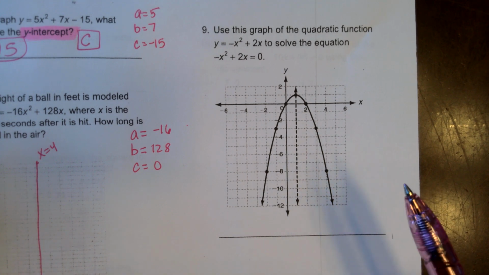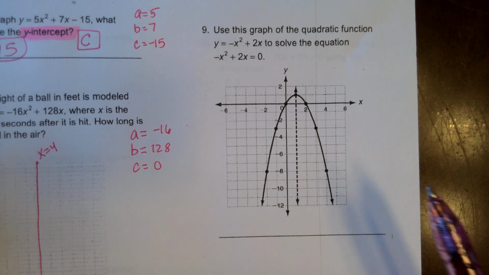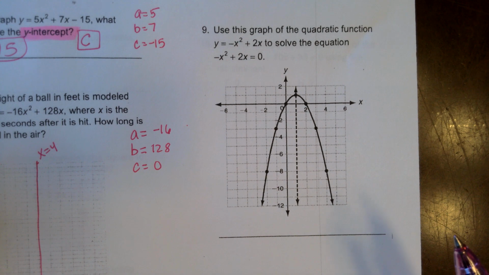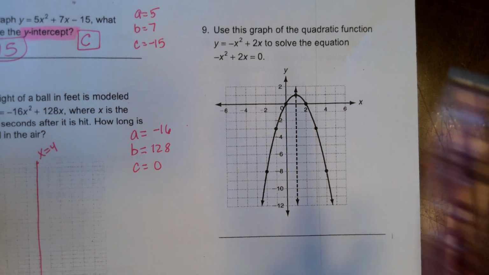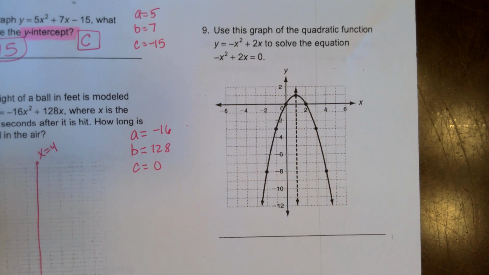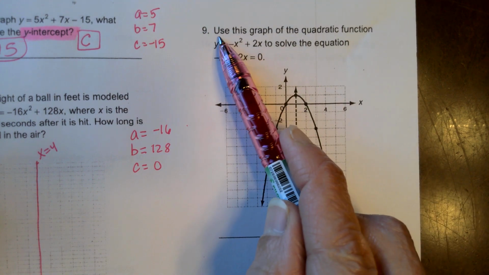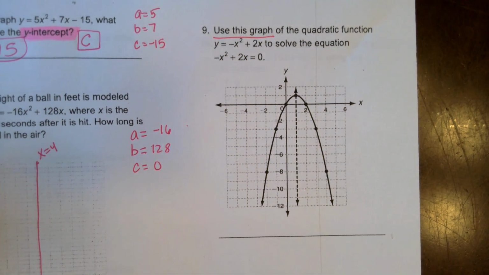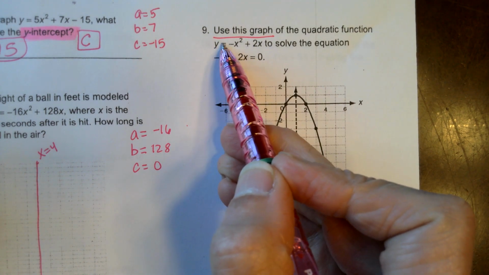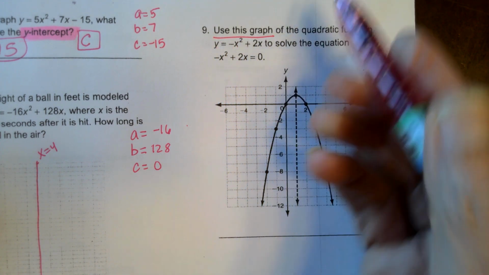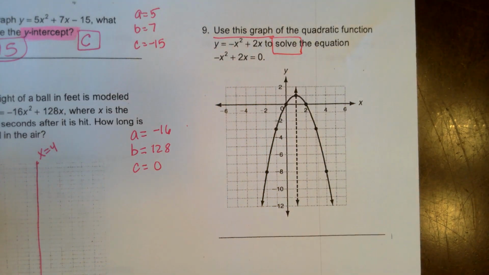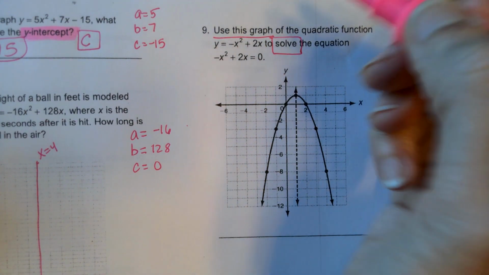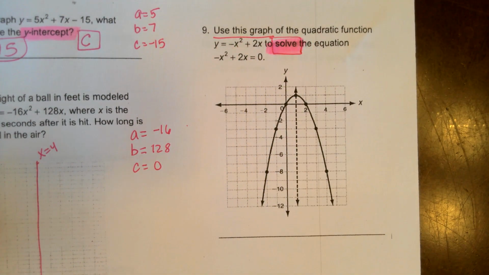All right, so here we go. You should see the graph and go, oh, good. Because I might be able to just solve this by looking only at the graph. I don't have to get confused because I see all these variables and letters and start to panic. It says, use this graph. Oh, use the graph of the quadratic function. So they're telling you what it is, y equals negative x squared plus 2x, to solve the equation. That's a highlighter again. Why is that a highlighter? Because I think we highlighted it over here as well.